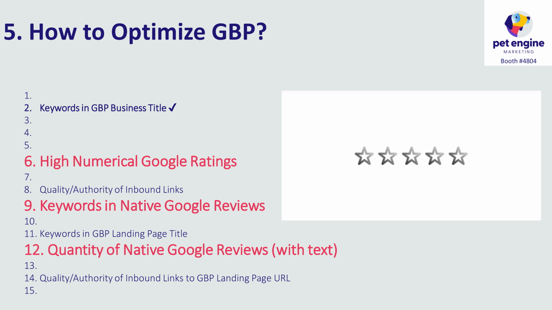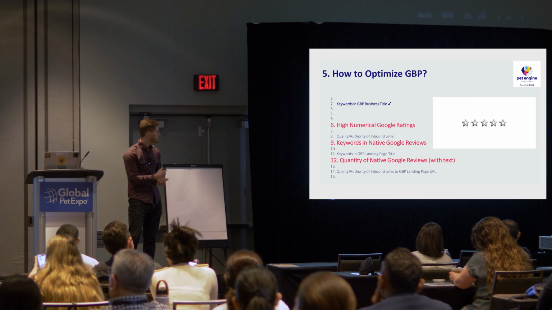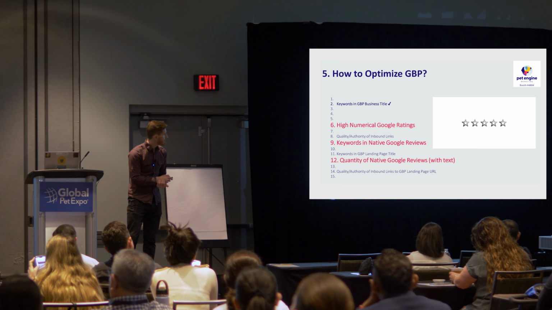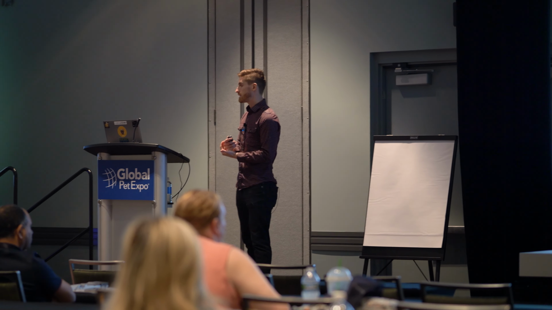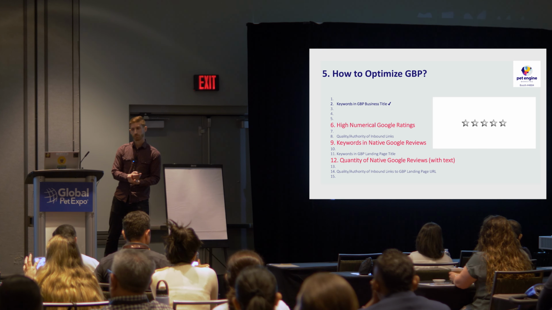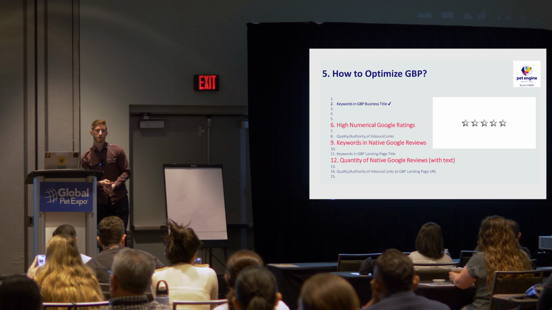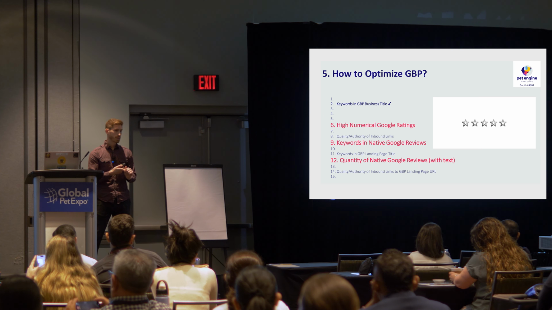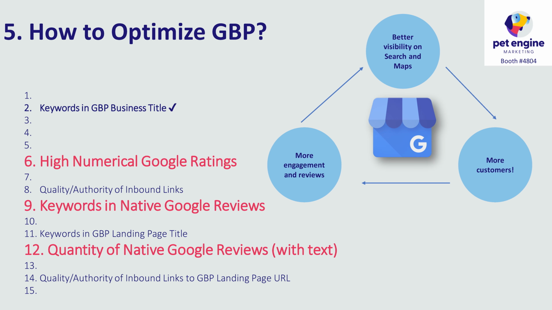All right, let's talk about reviews. We've got three factors here for reviews, right? We've got number 6, high numerical ratings. We've got number 9, which is the keywords in native Google reviews. And then we have number 12, which is the quantity of native Google reviews with text, right? So reviews are listed in three ranking factors, obviously super important.